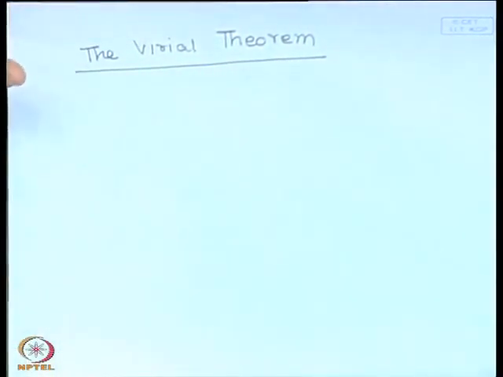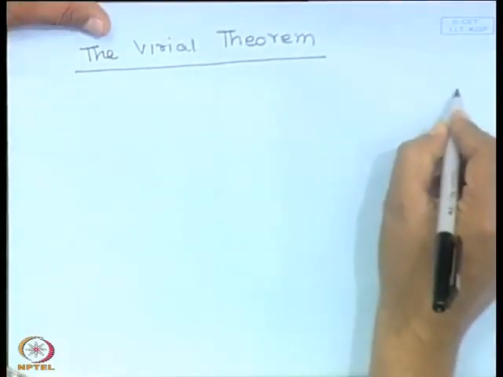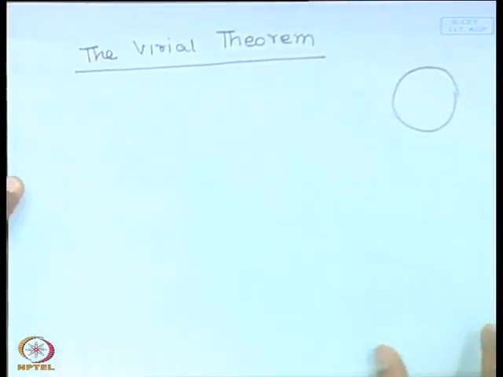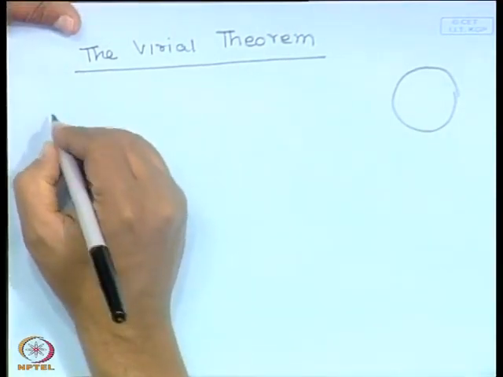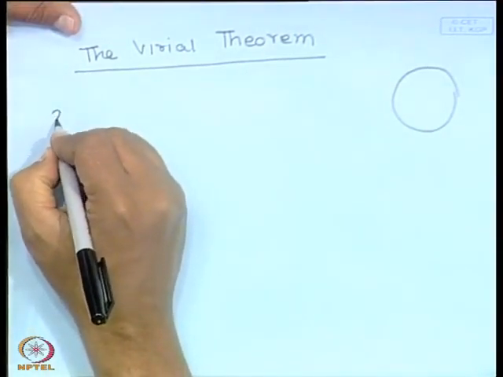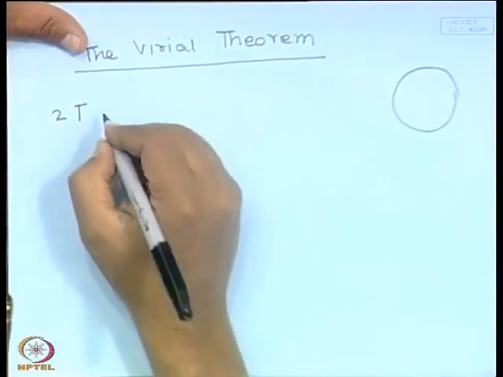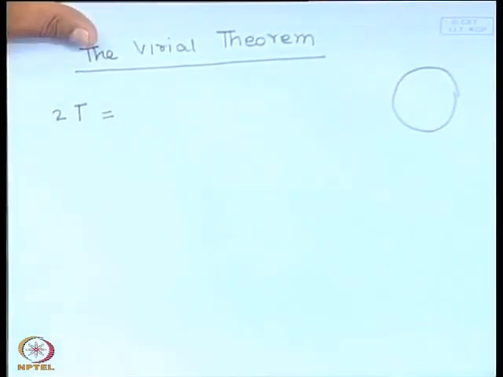So let us consider some motion which is bound in a region of space. Let us say that the motion is bound within a certain region, let us say within this region in space. And now the kinetic energy, we will use T to denote the kinetic energy, twice the kinetic energy 2T is mv squared.